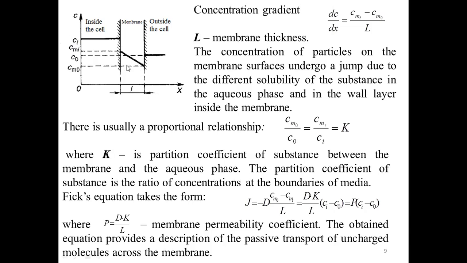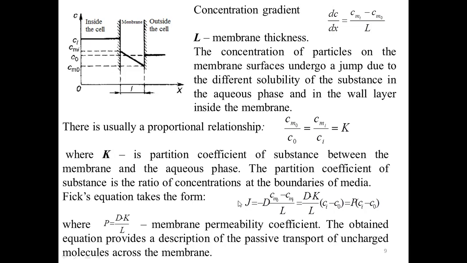So here we have lipid surrounding. So we have this jump, which is ruled by a proportional relationship. We have such ratios, which always equal K, the partition coefficient of the substance between the membrane and aqueous phase. The partition coefficient of a substance is the ratio of concentrations at the boundaries of our media.